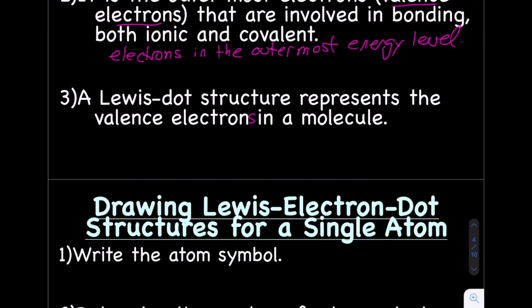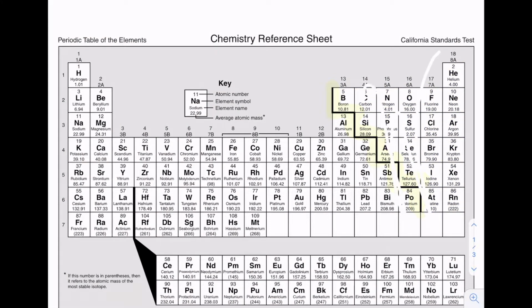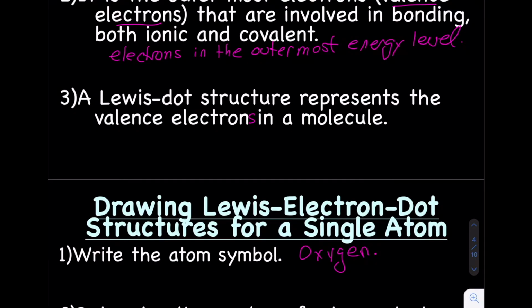So we're going to first write the atom symbol, but I need to come up with a practice problem. How about oxygen? Oxygen's a good one. Let's use oxygen. Okay, so the first thing we do is draw the atom symbol for oxygen. Let's go back to our periodic table real quick and find oxygen. There's oxygen, and its symbol is an O. So I will write an O here.